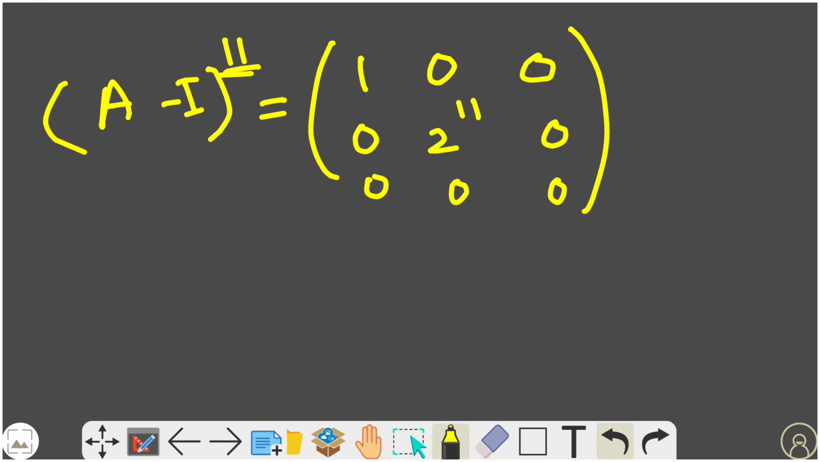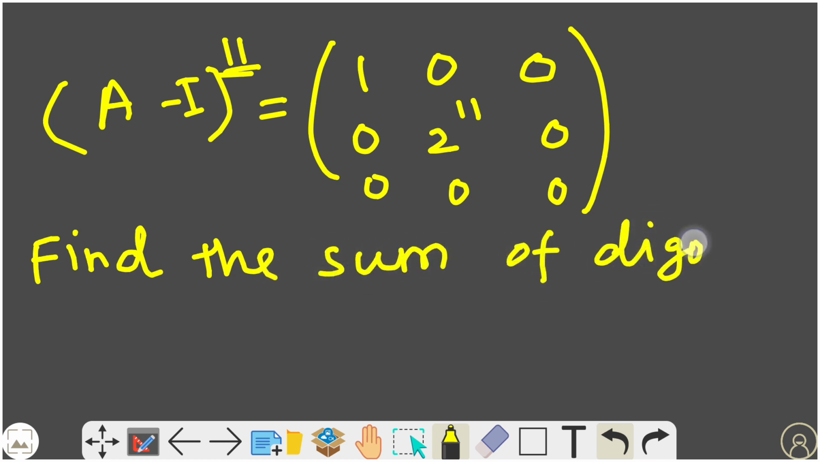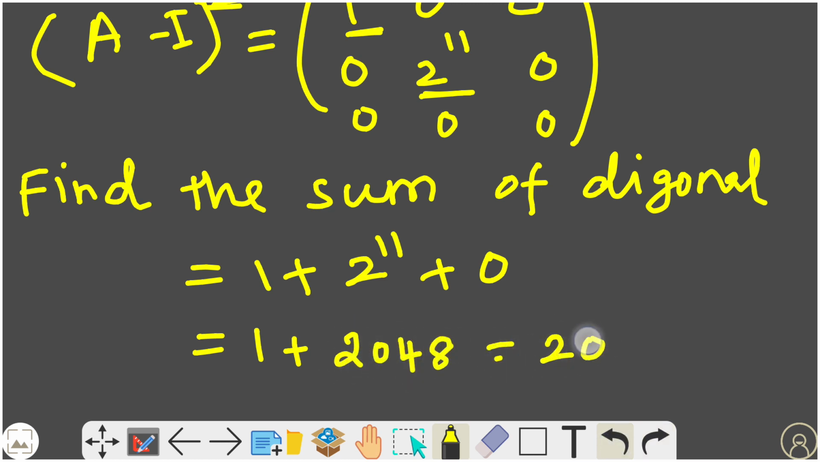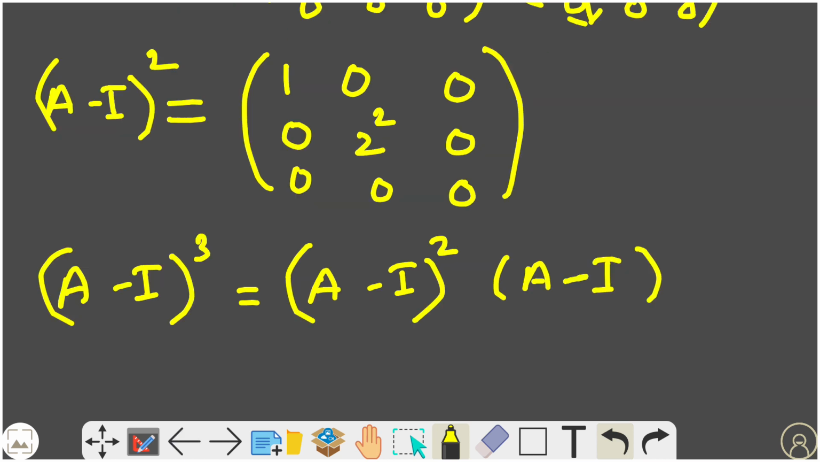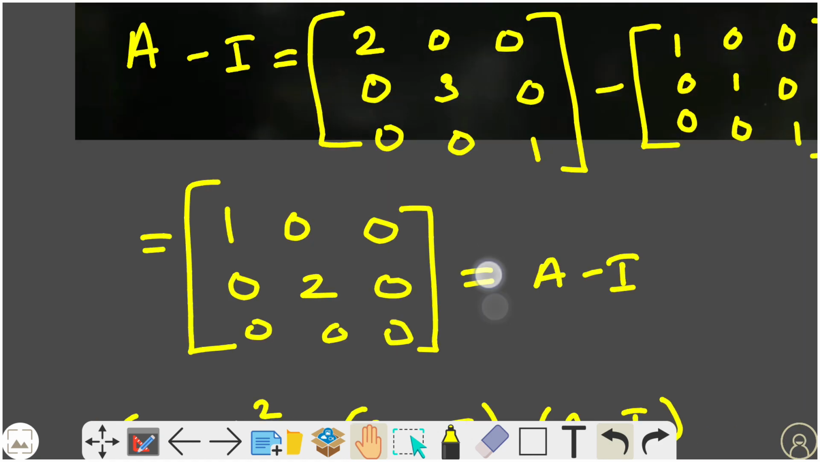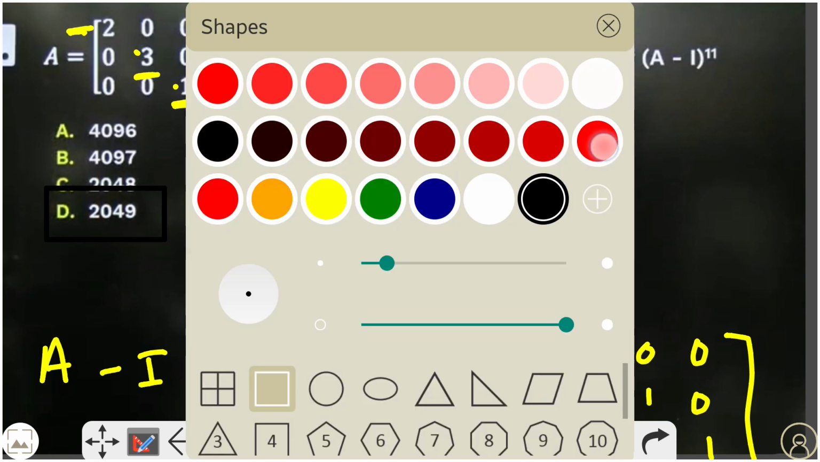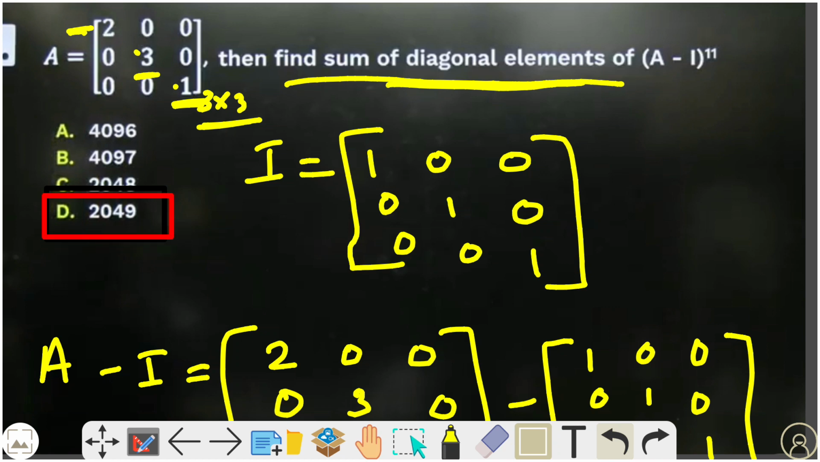Now we need to find the sum of diagonal elements. The diagonal elements here are 1, 2 power 11, and 0. So 1 plus 2 power 11, that is 2048, which gives 2049. So this is the answer. Just look at your options: option D, 2049, is the correct answer.